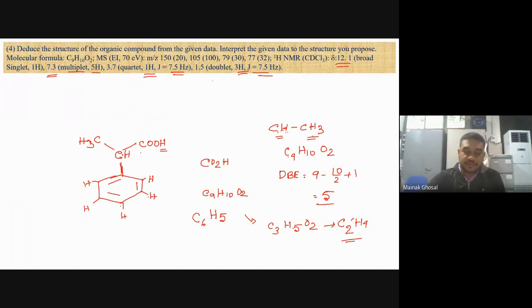Okay, so this is the compound I am talking about. Now you need to match your mass data. What mass fragments should you be expecting? You see how many fragments are here? 1, 2, 3, 4. Only 4 fragments.